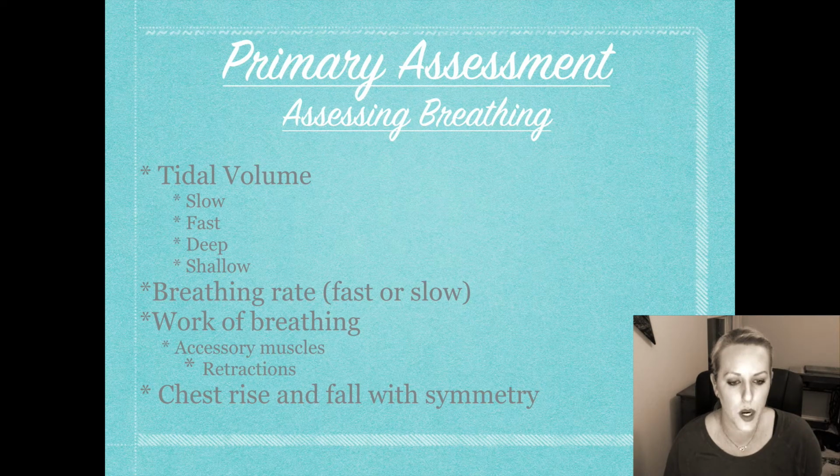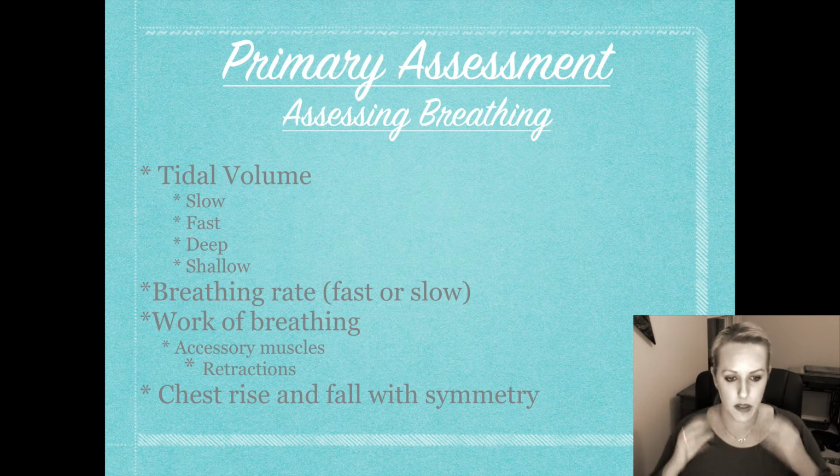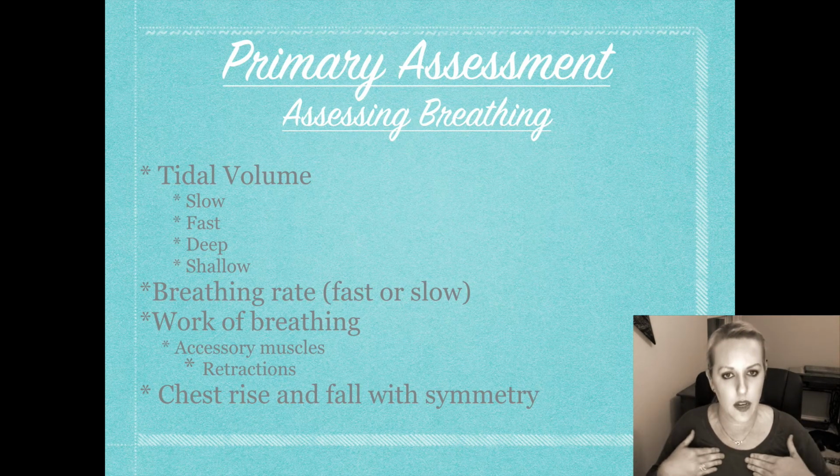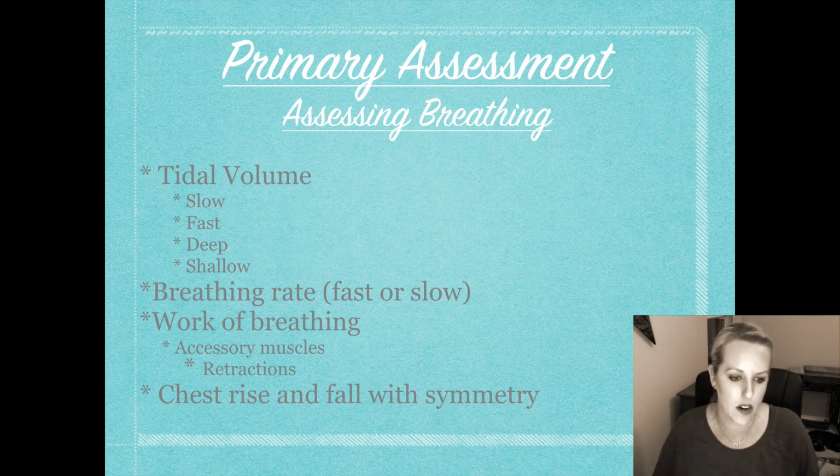We want to look at their work of breathing. Are they using any accessory muscles, as in do they have retractions? Accessory muscle use would be up here, the neck muscles, or in between the ribs going in and out. And does their chest rise and fall with symmetry?